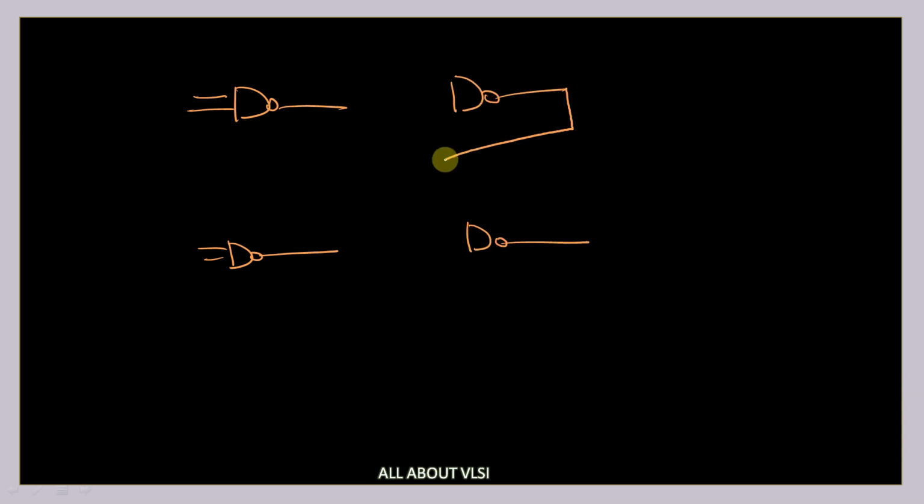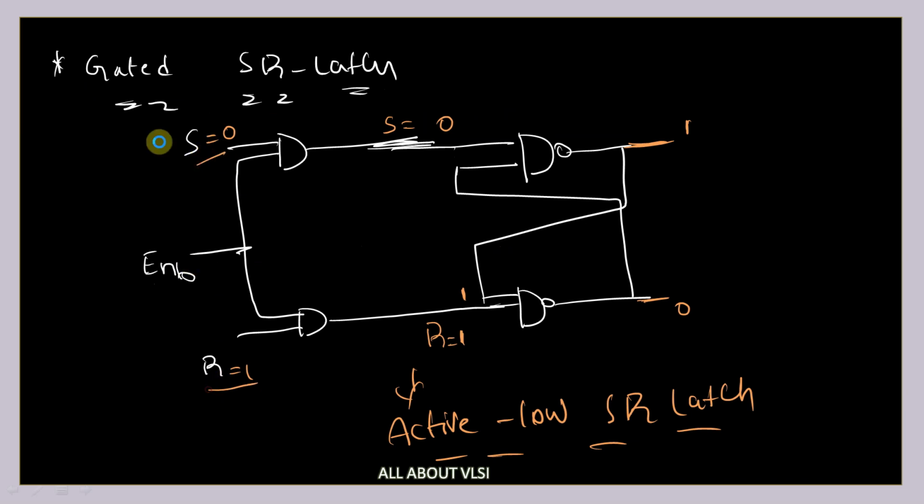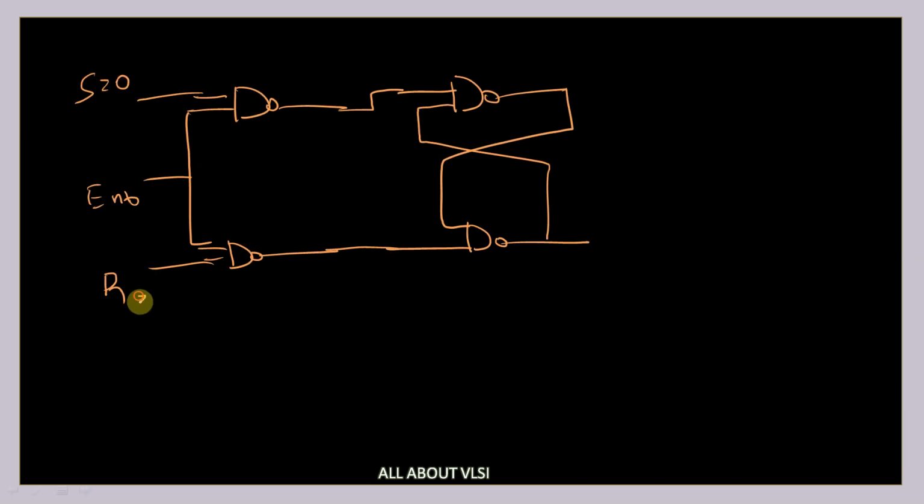I will draw here. So if you are using a NAND gate, and one more NAND gate over here, one more NAND gate over here, and this output is given to here. So these two are connected with each other, enable, and this is S and R. Now let's take the same example. S is equal to 0, R is equal to 1. Let's say S is equal to 0 and R is equal to 1.